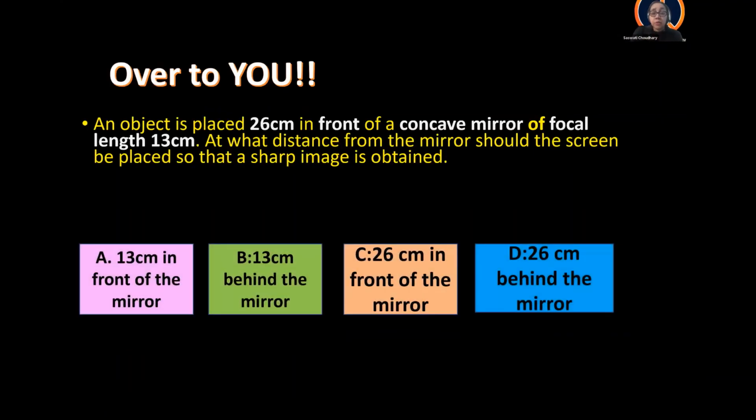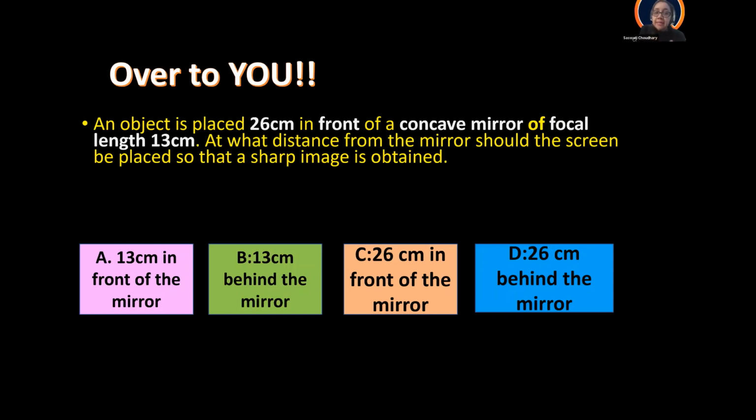Now let's do some numericals and it will help you to understand. This is a numerical I want you to think of, but you need not draw a ray diagram for it. Though we'll solve it with the help of ray diagram, you understand it logically. So be ready to give the answer, try your best. An object is placed 26 centimeter in front of the concave mirror of focal length 13 centimeter. At what distance from the mirror should the screen be placed so that the sharp image is obtained?